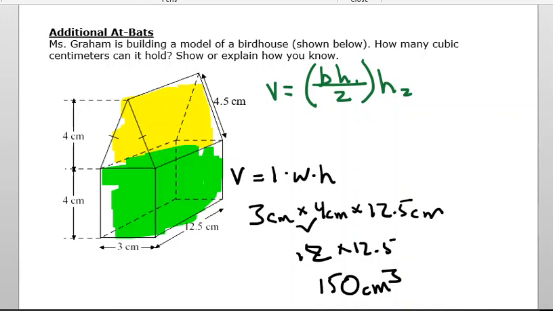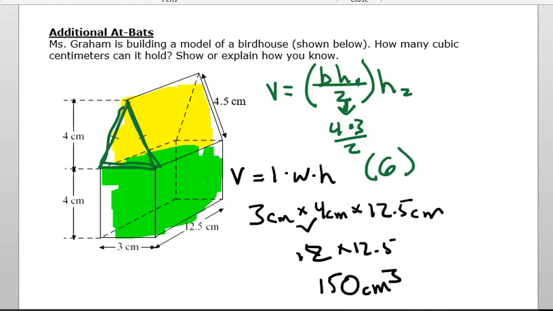Okay, well, in this case, I'm going to do this first section as if I'm doing the area of this triangle right here. So I'm going to go 4 times 3 divided by 2. 4 times 3 is 12, divided by 2 will give me 6.